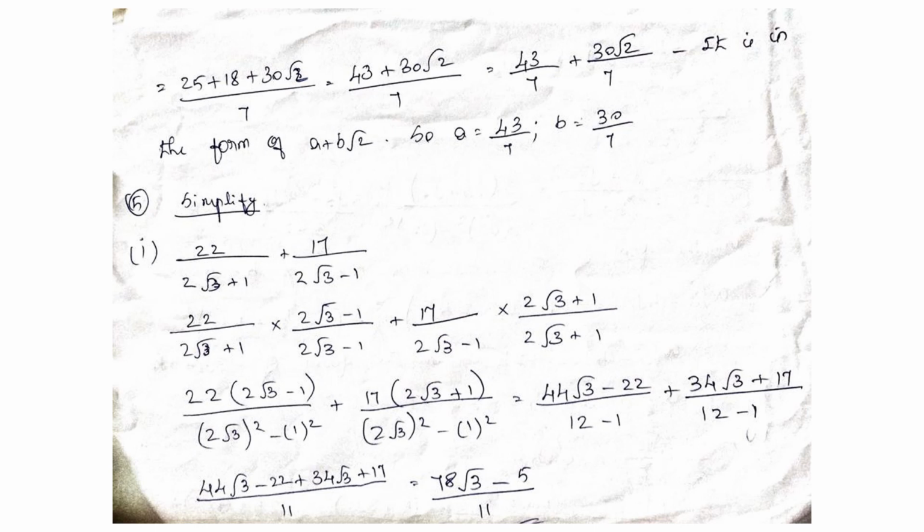22 by 2 root 3 plus 1, into 2 root 3 minus 1 by 2 root 3 minus 1. Like that, for 17 by 2 root 3 minus 1 they have given, that term should get multiplied with 2 root 3 plus 1 by 2 root 3 plus 1. So the answer we will get is 78 root 3 minus 5 by 11.